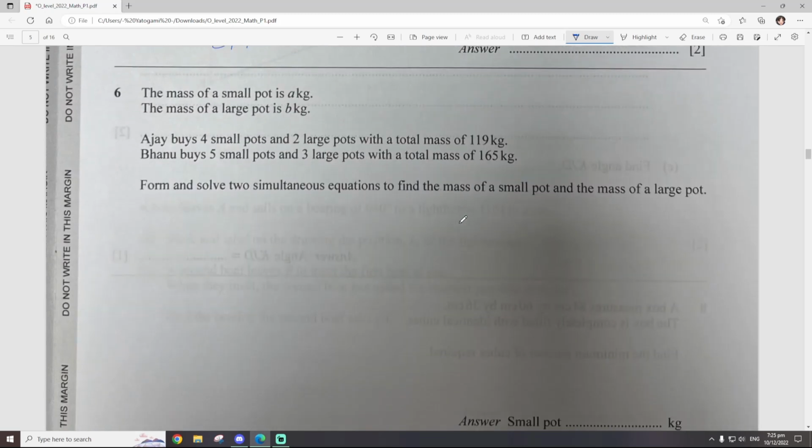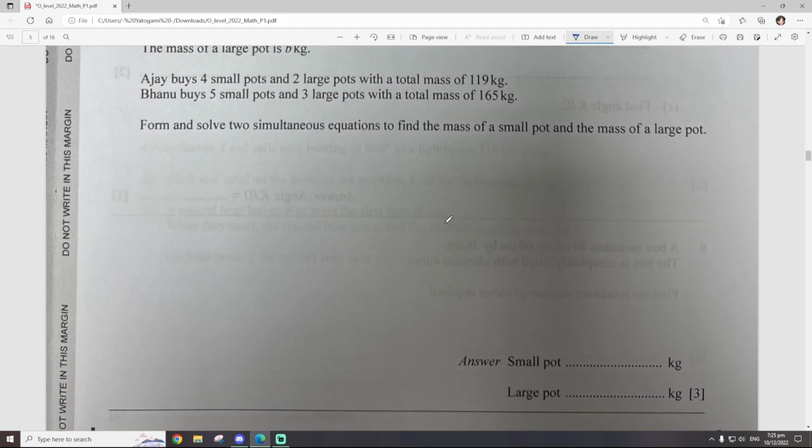The mass of a small pot is A, and the mass of a large pot is B. We have two people buying this number of pots. So this is 4A plus 2B equals 119, and 5A plus 3B equals 165, right? And of course, you can solve this in any way you want. If I do substitution, we'll get B equals 5/3 of 33 minus A.